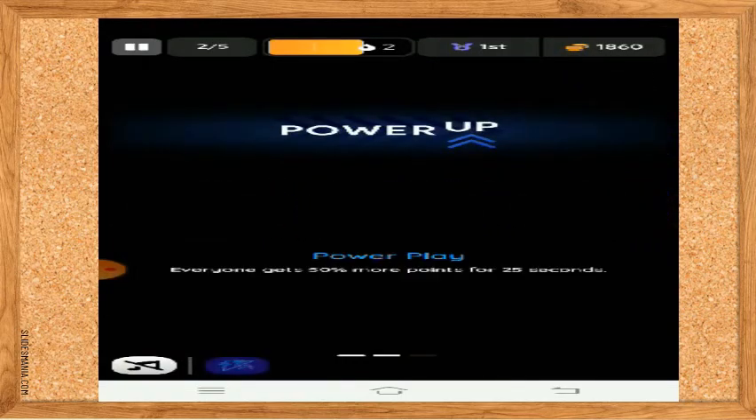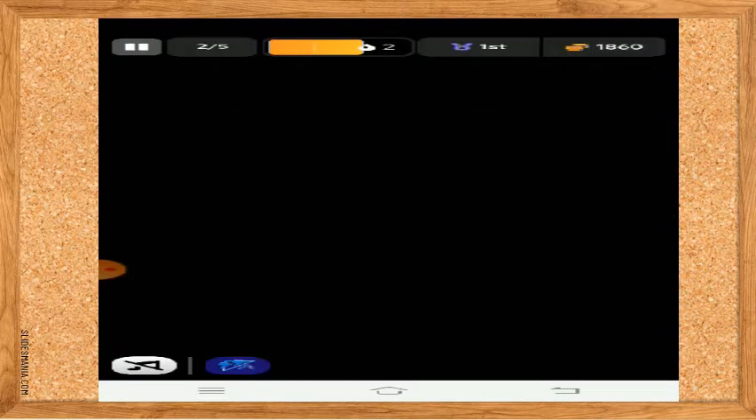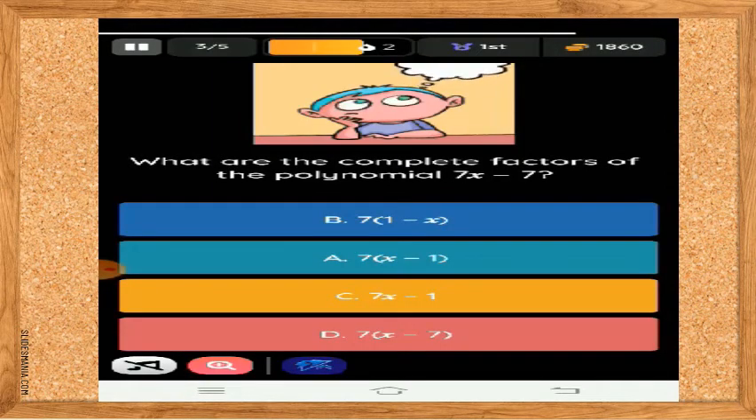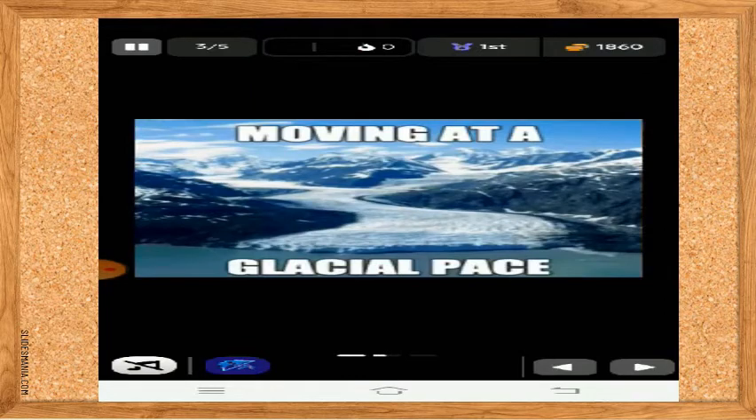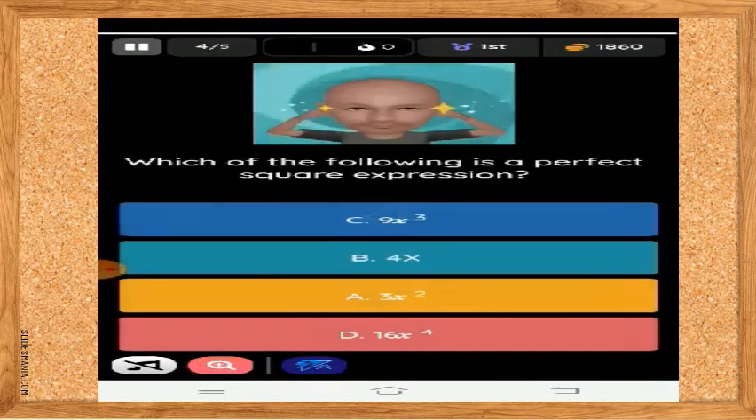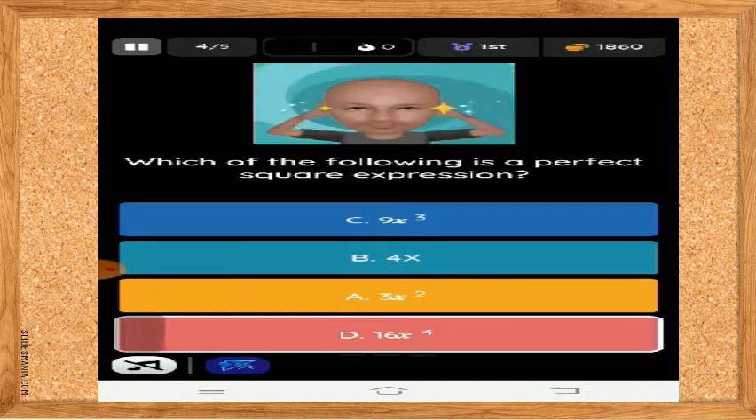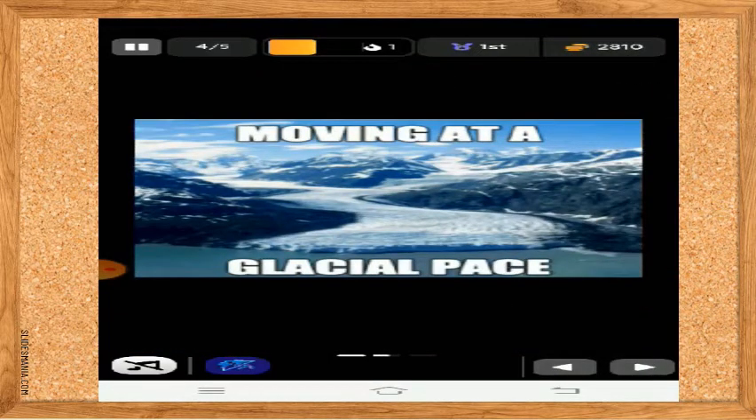There are some features. Alright, so let's go to the next question. What are the complete factors of the polynomial 7x minus 7? And the answer is B, but it's not. The correct answer is letter A. That's why it's wrong. And you will see the score again there. The next question: which of the following is a perfect square expression? And she answers letter D.